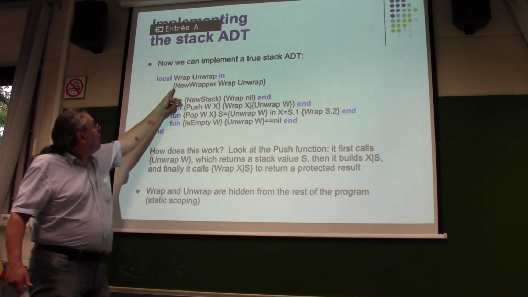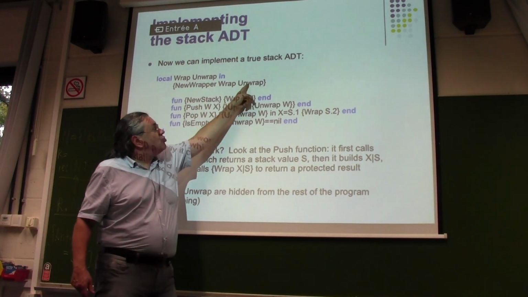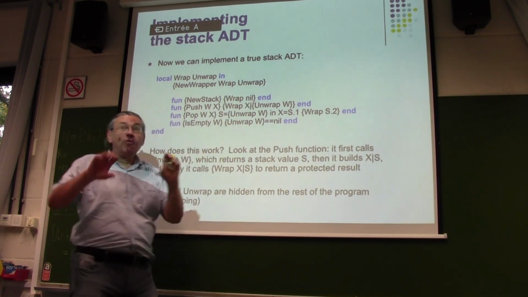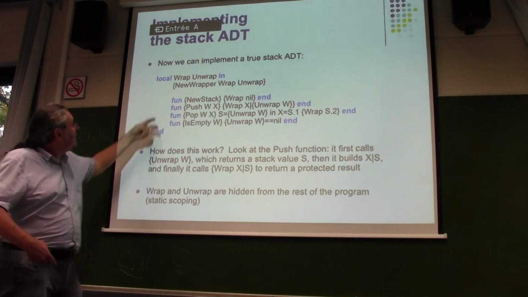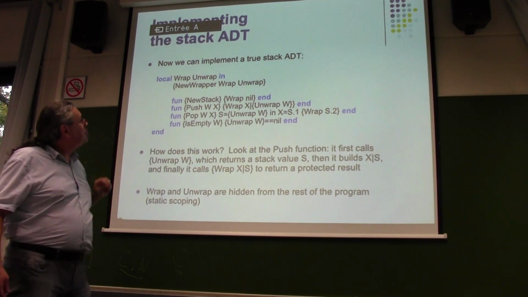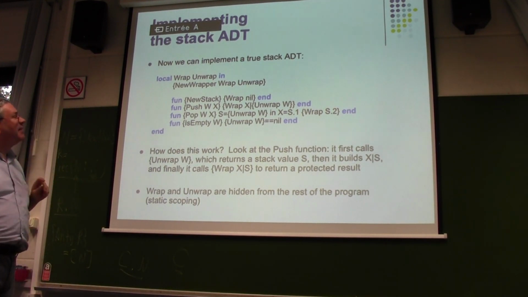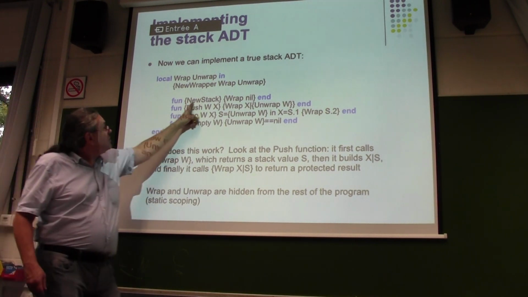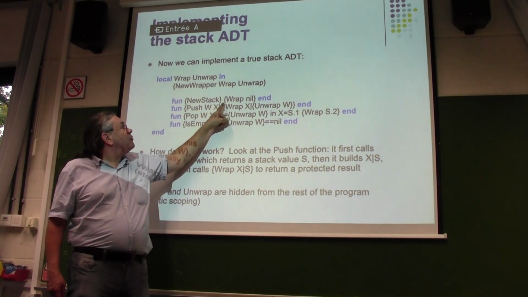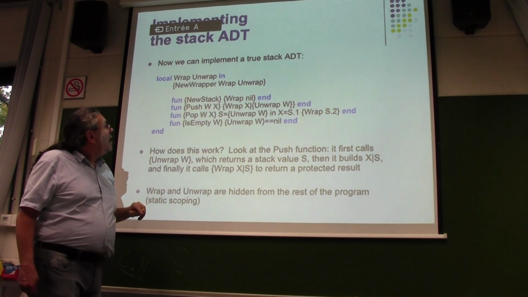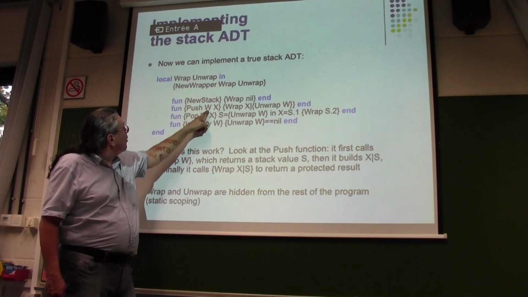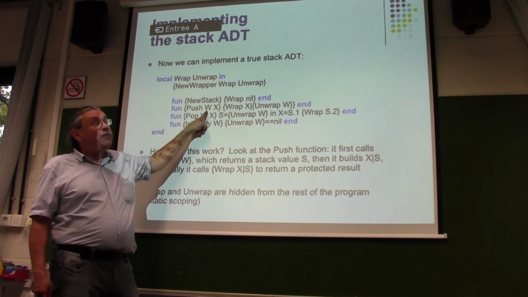And so here I call new wrapper, so I create the new shared key, wrap and unwrap, to lock and unlock. And now I can build my abstract data type. So I have to protect things. So new stack, instead of returning nil, it returns wrap of nil, okay? And the push operation takes a wrapped stack.